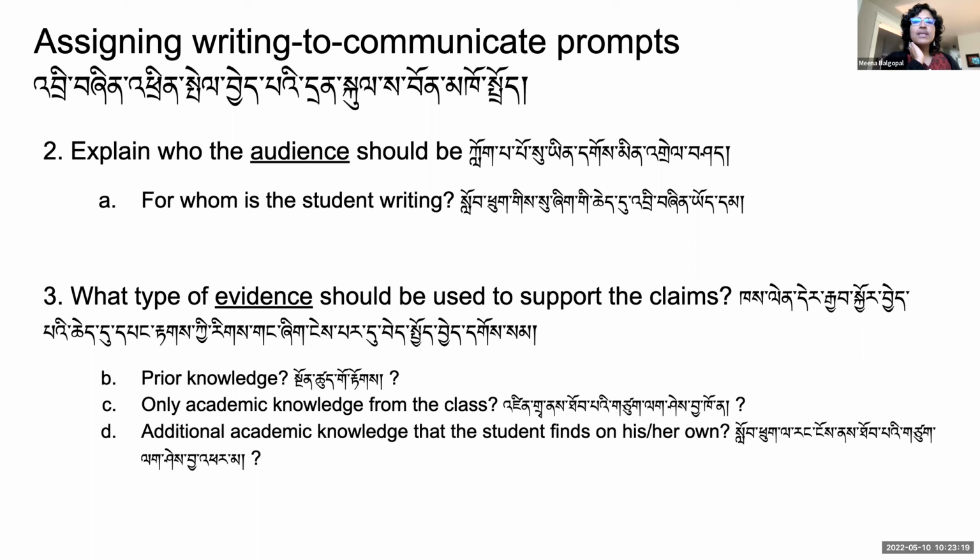And then also tell your students what type of evidence they should be using to support the claim. They should consider what their prior knowledge is. Are they only using academic knowledge from the class, or are they expected to find additional academic knowledge on their own that's not presented in your class?